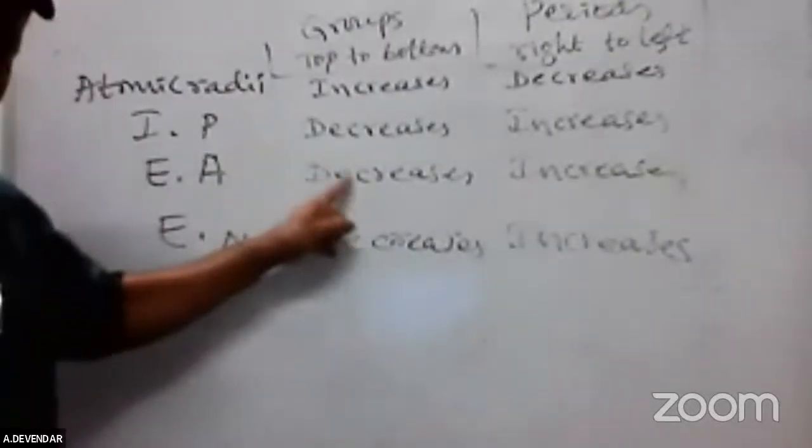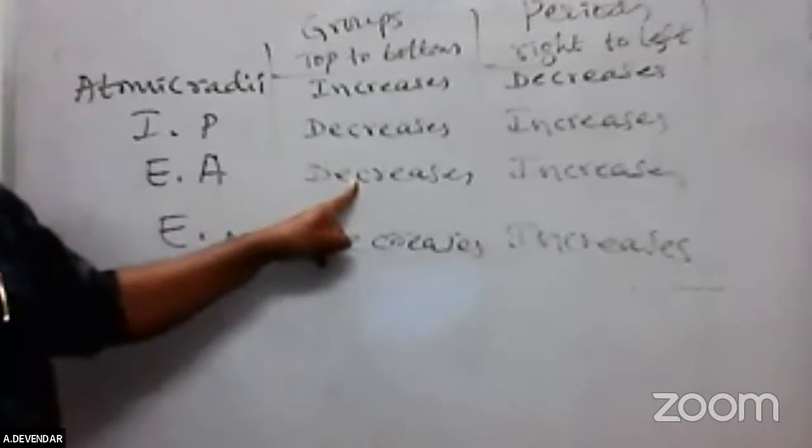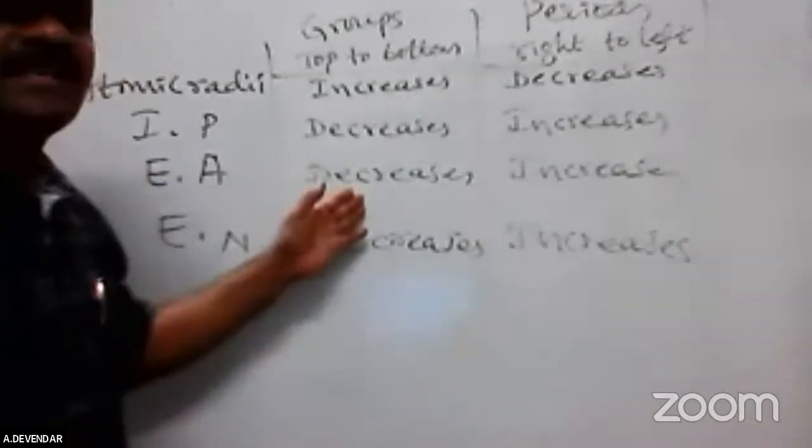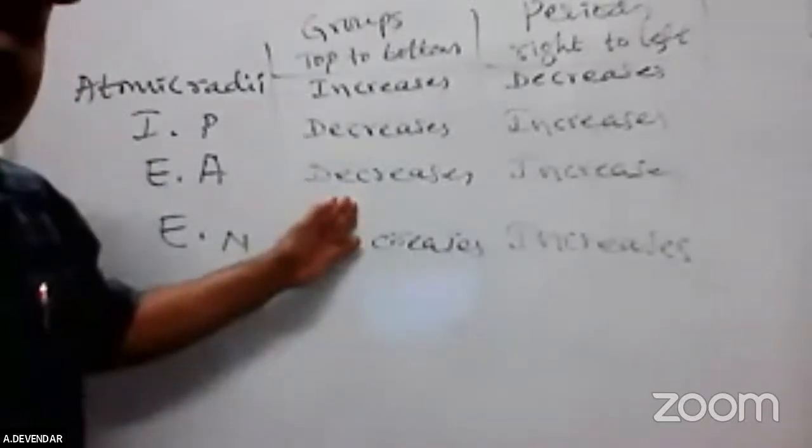So this is again electron affinity. Adding an electron to the last shell decreases it. Why? Because adding is very easy there. The liberated energy will be very less.